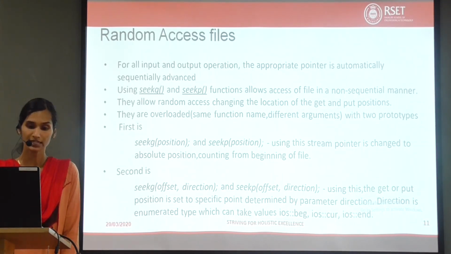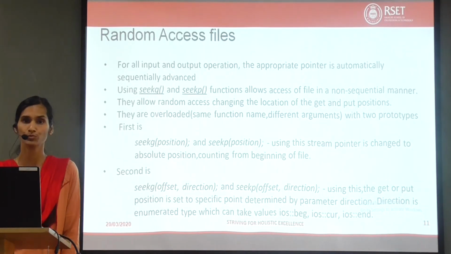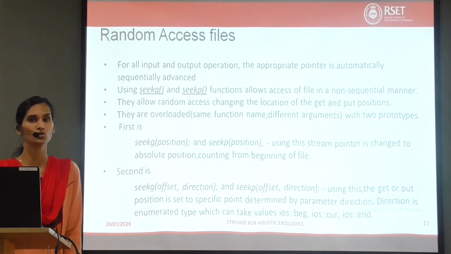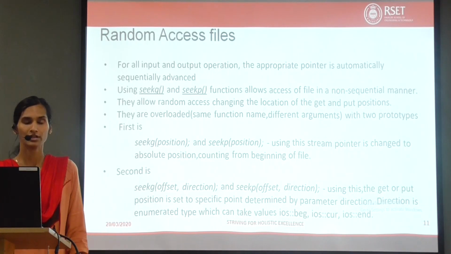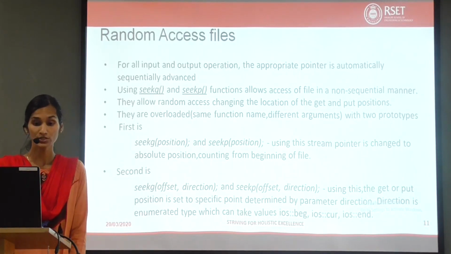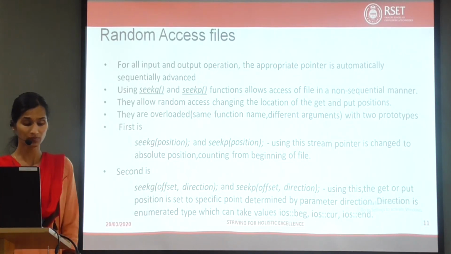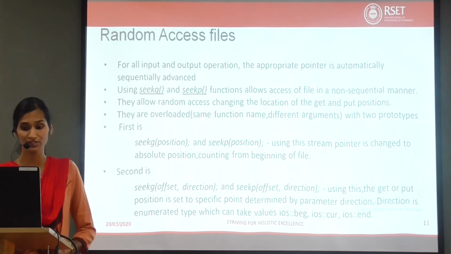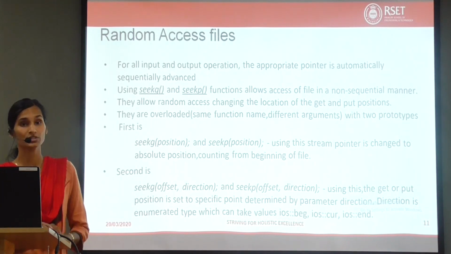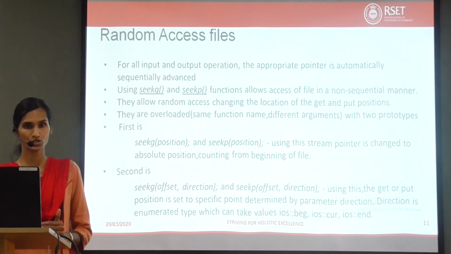That is, in one case, you can use it as seekg position and seekp position, where you will simply give the position of the file where you want the file to be read or written. In that case, all you have to do is give the position. Another way you can use seekg and seekp is by giving an offset and a direction, in which case you will tell it to go to the end of the file, or go to the beginning of the file, or go to the current position of the file.